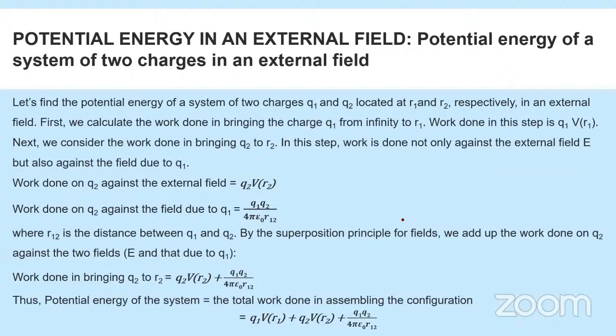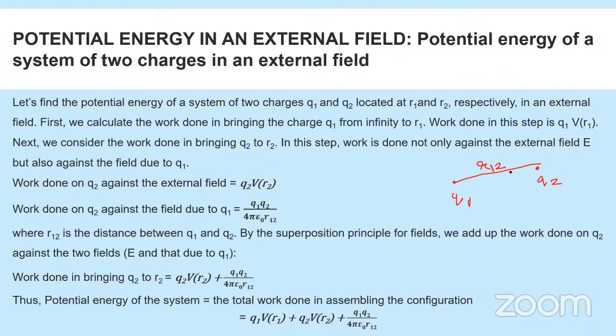That was for a single charge. If you now have a system of two charges, Q1 and Q2, we are trying to find out what is going to be the potential energy due to an external field. We don't know the source of the external field, but it's there. These charges are located at R1 and R2, and the distance between them can be R12.